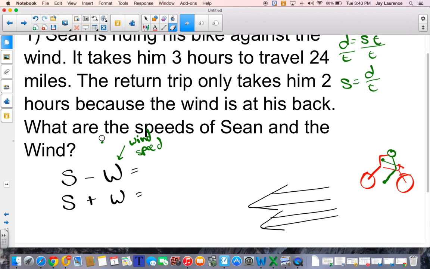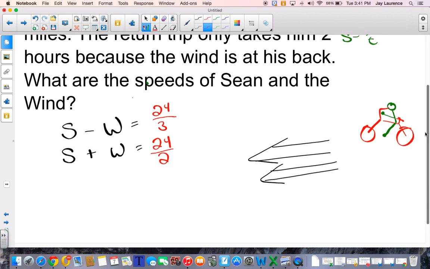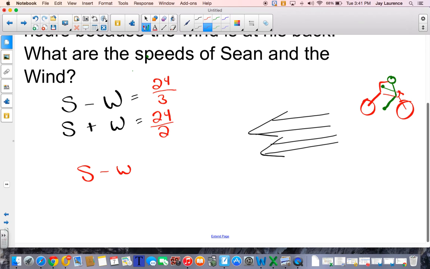Well, what's the distance? The distance is 24 miles. What's the time? 3 hours. This is a speed. It's 8 miles per hour, right? Down here, what's the distance? It's the same, 24 miles. What's the time? It's only 2 hours. So, see how simple this is? This is S minus W equals 8, and S plus W equals 12.